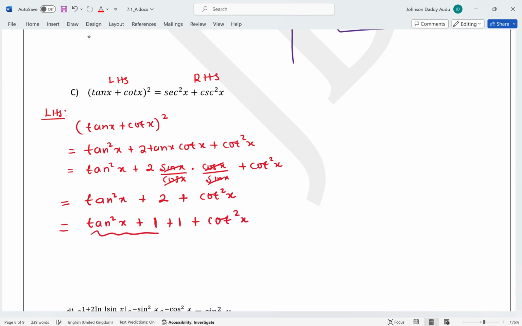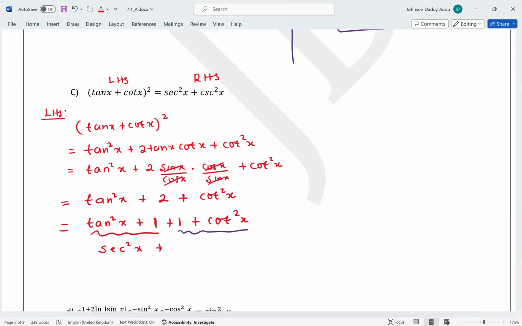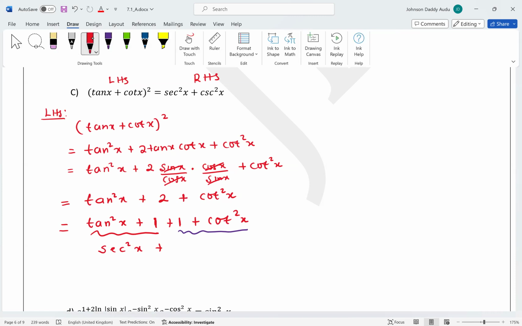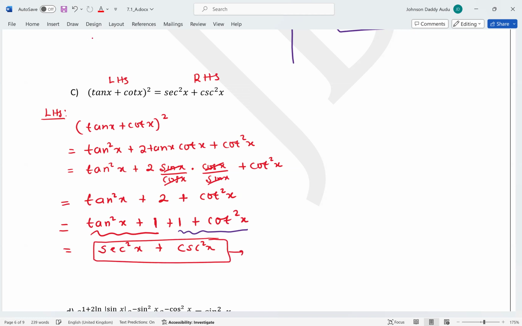But what is tan squared x plus 1? It will give us sec squared x. Then plus this one is equal to what? It's equal to cosec squared x, right? And we're done. So this is what we have. And don't forget, this is our right-hand side.